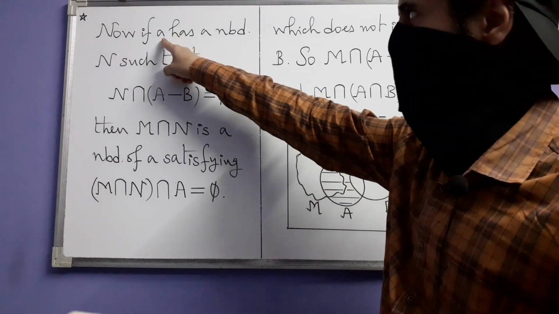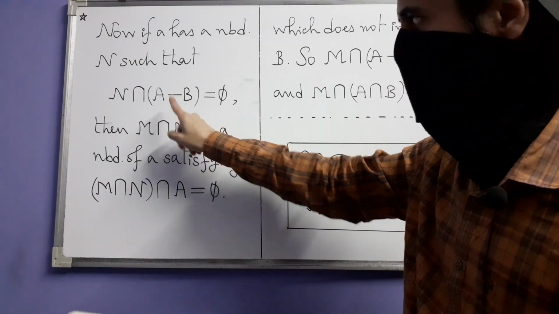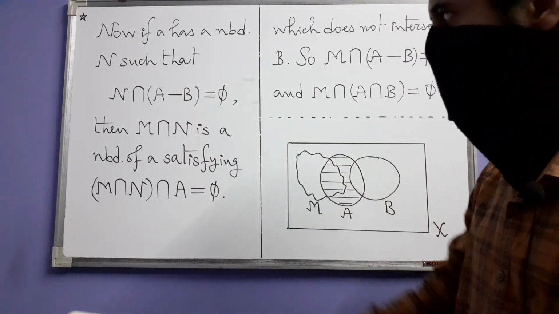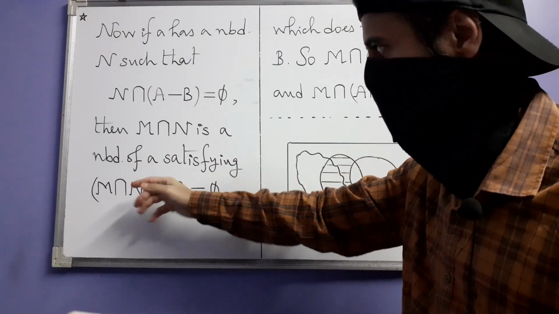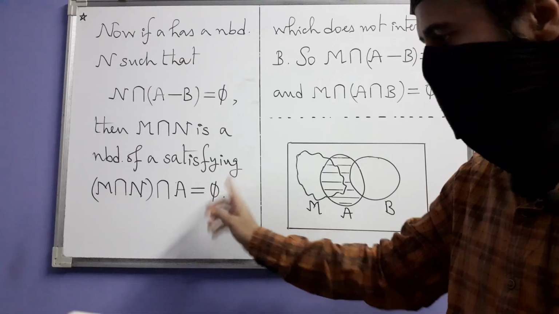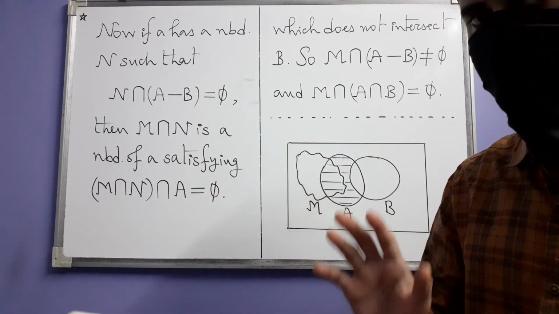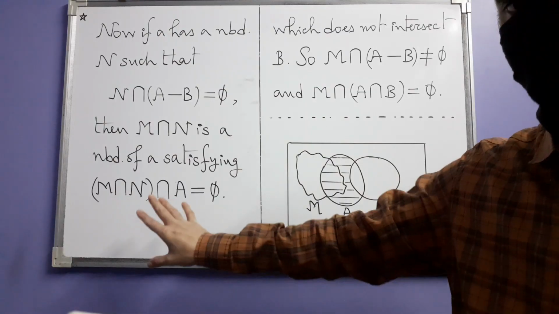Now, if the point a has a neighborhood N which does not intersect A difference B, then M intersection N is a neighborhood of the point a satisfying the following condition, that it does not intersect A. It's not immediately clear why this is a consequence of these things. Let's first make it clear.